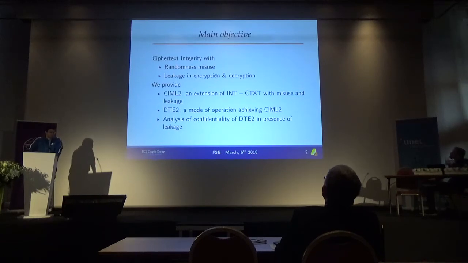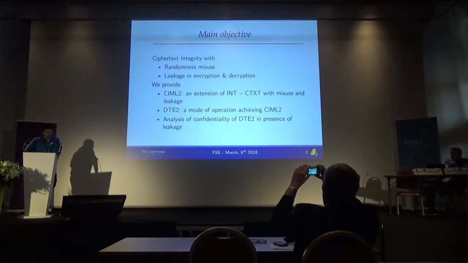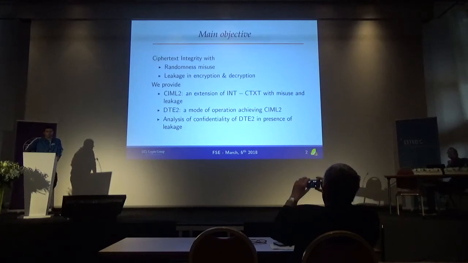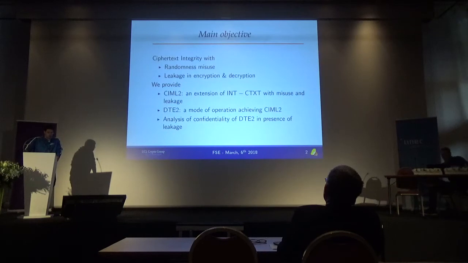Our main objective is to obtain ciphertext integrity with randomness misuse and leakage in both encryption and decryption. In this talk, we will provide a new definition, ciphertext integrity with misuse and leakage, which is an extension of ciphertext integrity when there is also misuse of the randomness and leakage in both encryption and decryption. We will also present a new mode of operation, DTE2, which achieves this security notion, and we will analyze the confidentiality of this mode of operation when there is leakage in decryption.